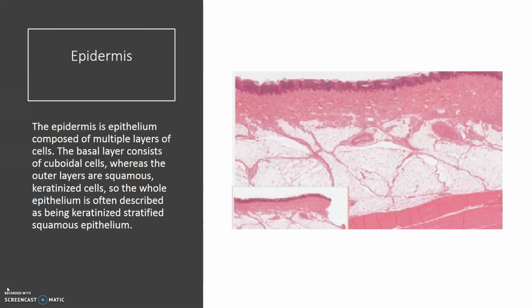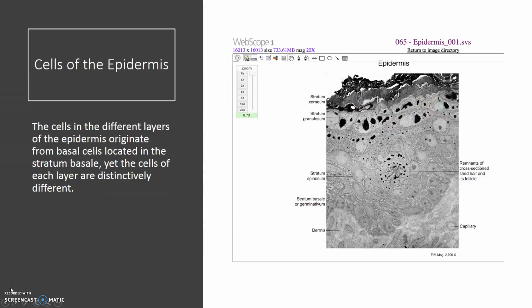The cells in all of the layers, except for the stratum basale, are called keratinocytes. A keratinocyte is a cell that manufactures and stores the protein keratin. Keratin is an intracellular fibrous protein that gives hair, nails, and skin their hardness and water-resistant properties. The cells in the different layers of the epidermis originate from the basal cells located in the stratum basale. Yet the cells of each layer are distinctly different, and these are what we'll be looking at.